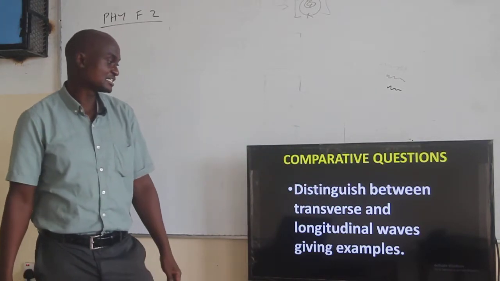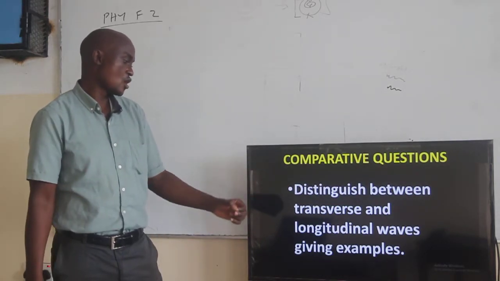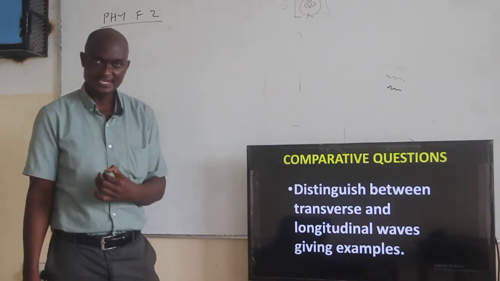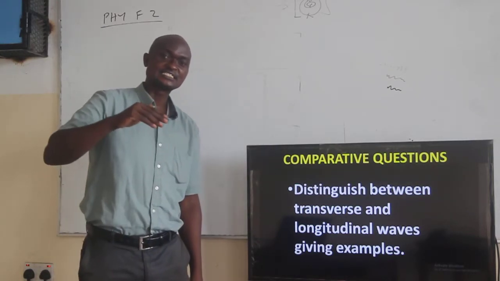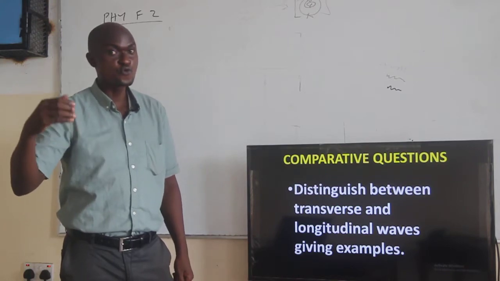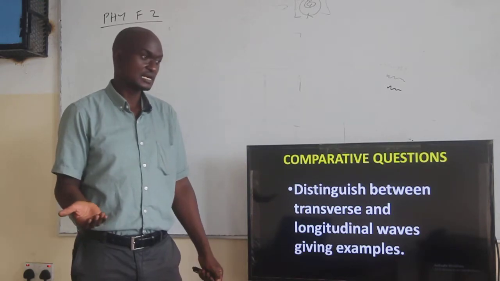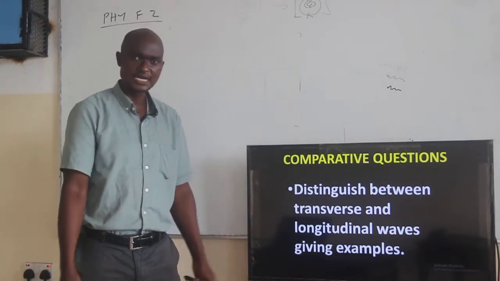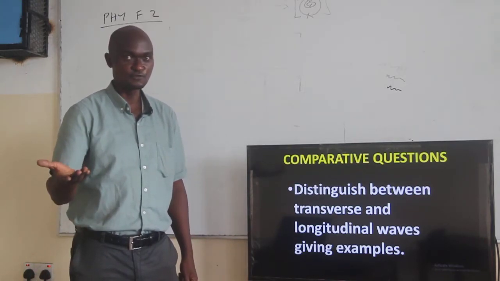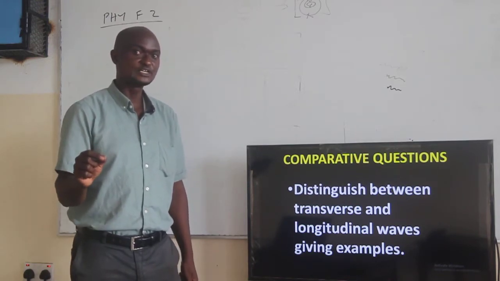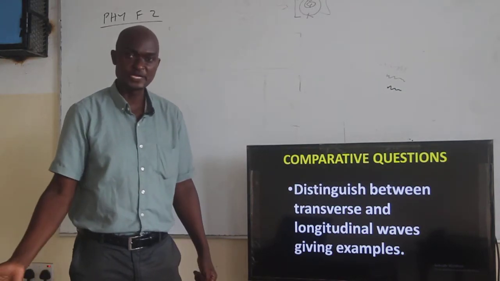So for example, in the question you have here, distinguish between transverse and longitudinal waves, giving examples. In our study, we talk about waves. A wave is a transmission of a disturbance through a medium. The medium may be a material medium like air, water, and so forth, or it can be an immaterial medium, of course that is a vacuum. Electromagnetic waves can be transmitted through a vacuum very well.